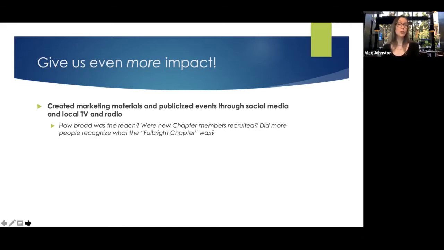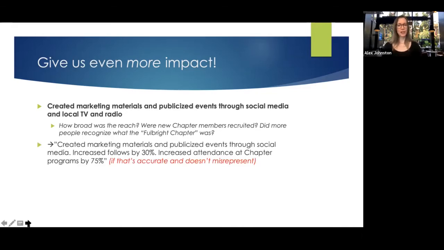If this is a membership organization or an alumni association, that's really important. And that's one of the goals of the organization. So if you're applying for any sort of association, a trade association, you would want to speak to that. Was there more brand recognition as a result? Okay, so how about this instead? Created marketing materials and publicized events through social media. Increased follows by 30%. Increased attendance at chapter programs by 75%.